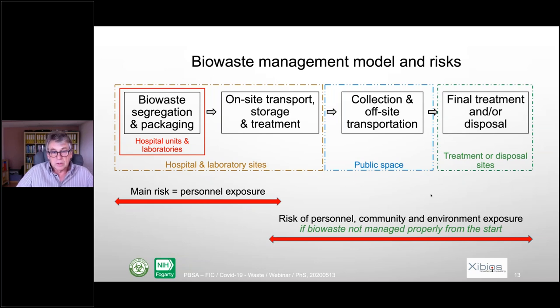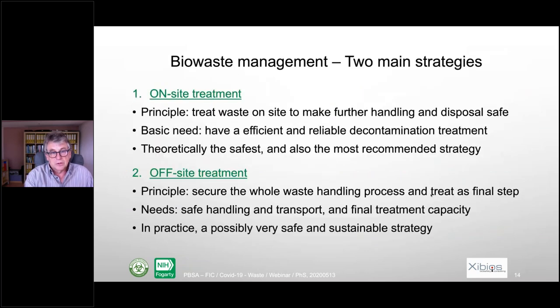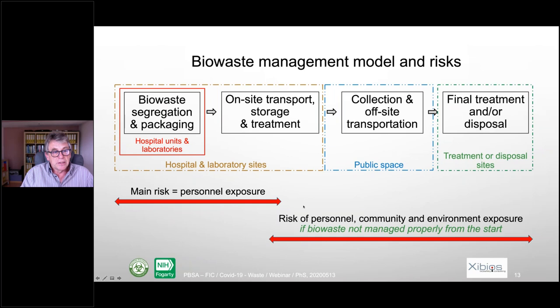Okay, so actually, if we look, there are two different options. Either on the laboratory or hospital side, we treat the waste so that it's not hazardous anymore, and then all the downstream becomes very safe, or it's not possible, or we don't have enough means to do it properly, and in that case we need to take care of all the downstream process.